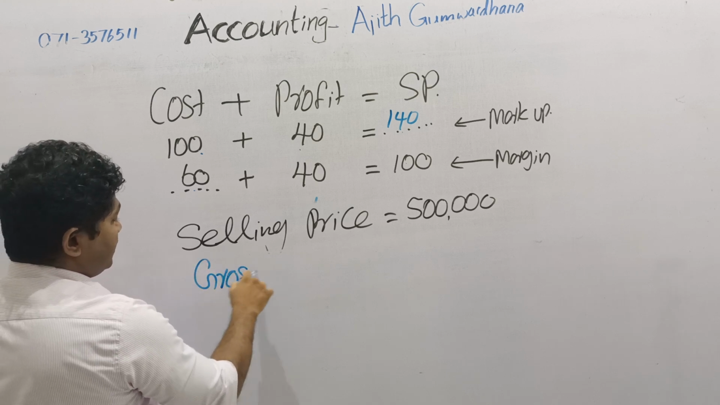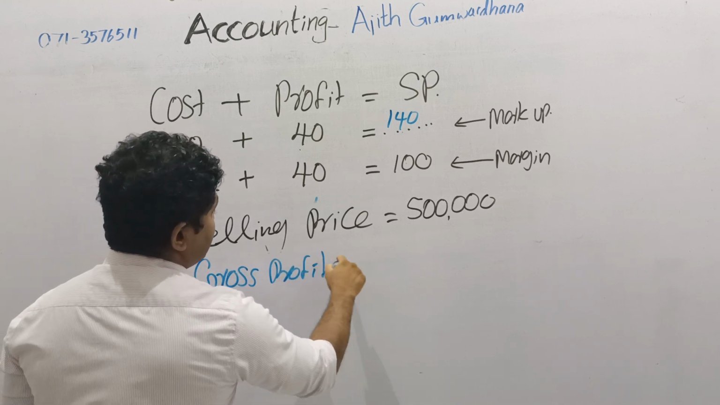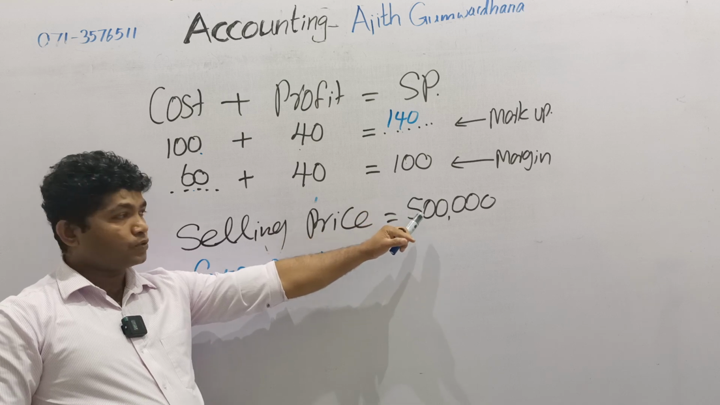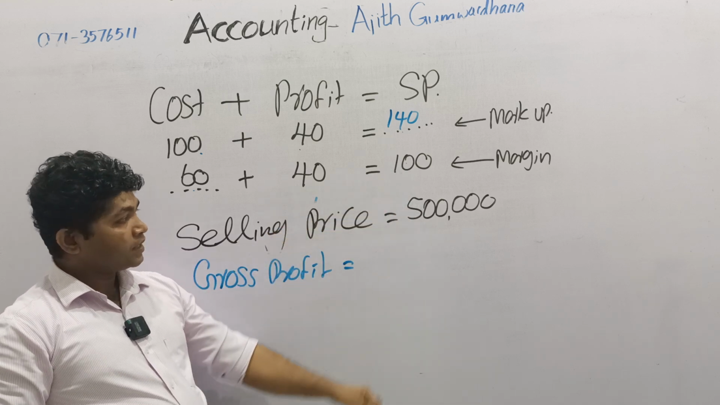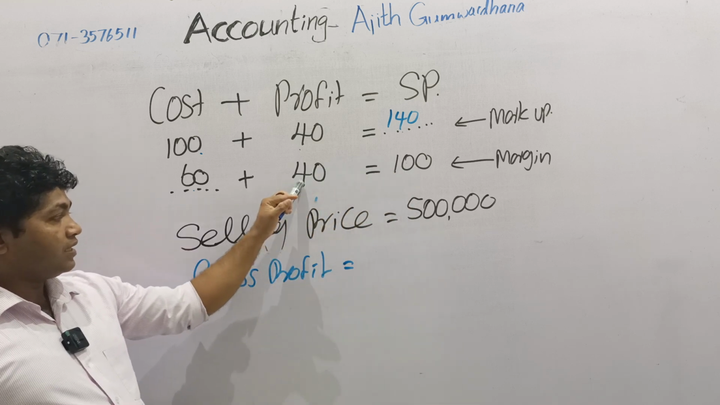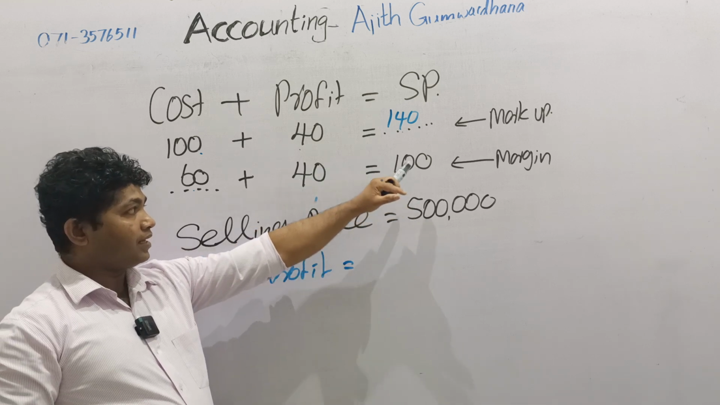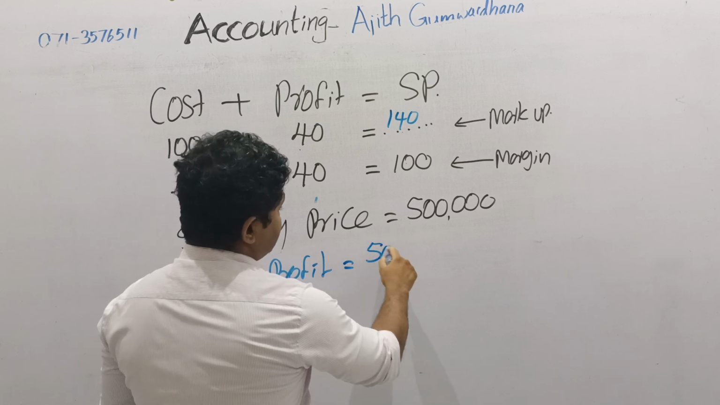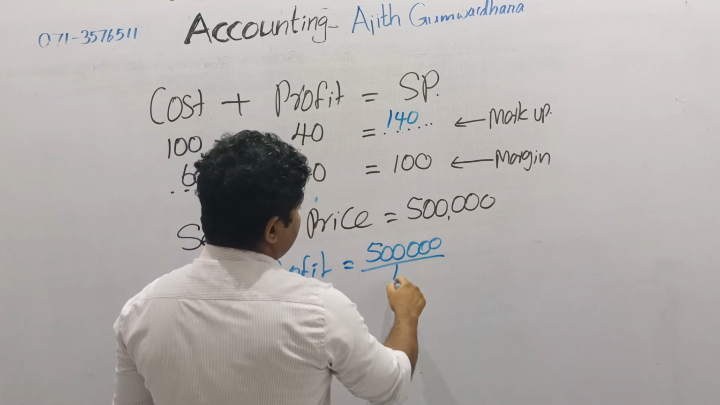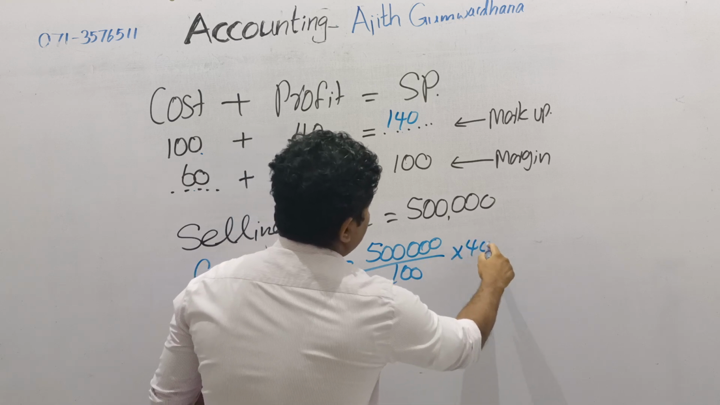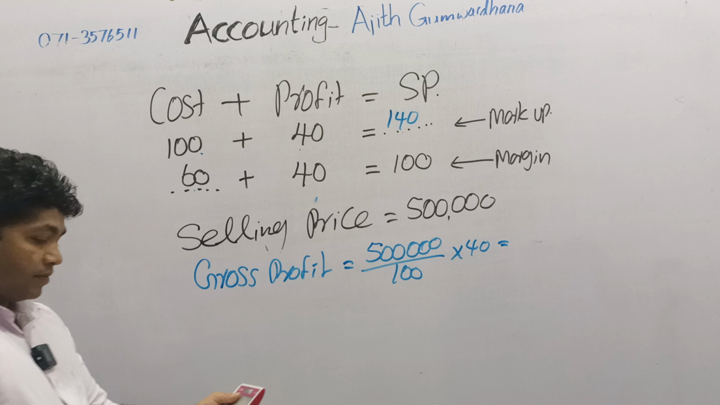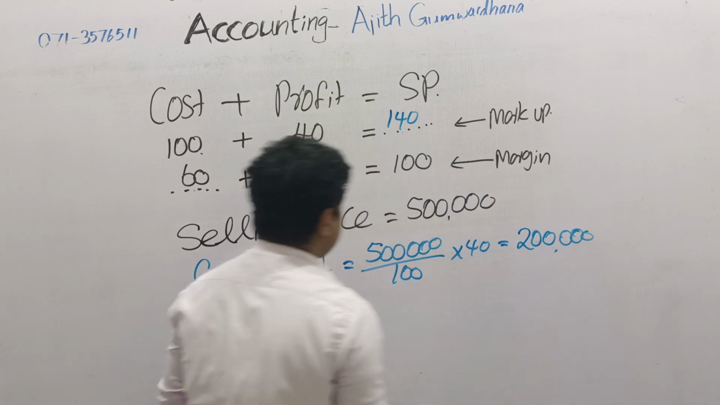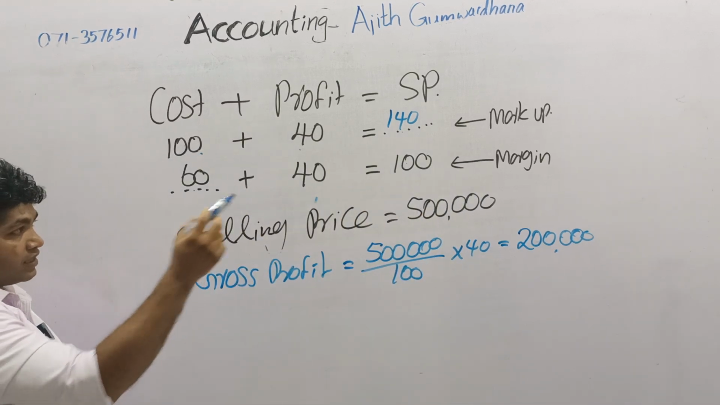First, how to calculate gross profit? The selling price is given as 5,000. In this example it is equal to 100. Therefore, this value divided by 100 into 40 equals gross profit, and this value divided by 100 into 60 equals cost of sales. Therefore, selling price 5,000 divided by 100 into 40 gives gross profit. Therefore, the value equals 200,000.